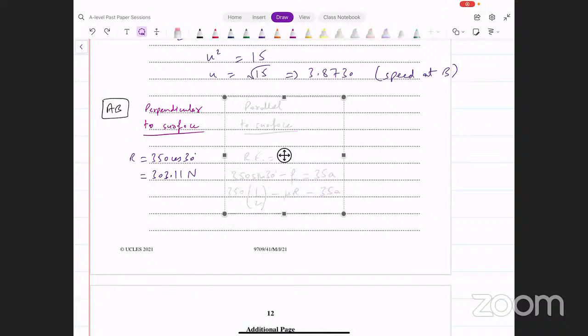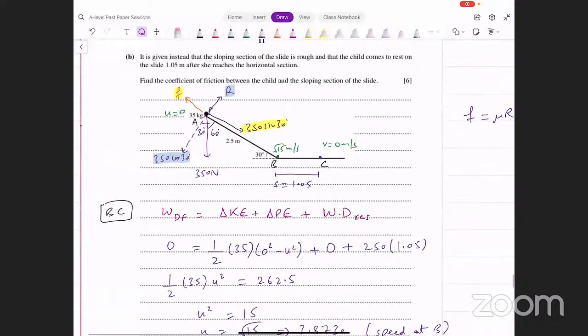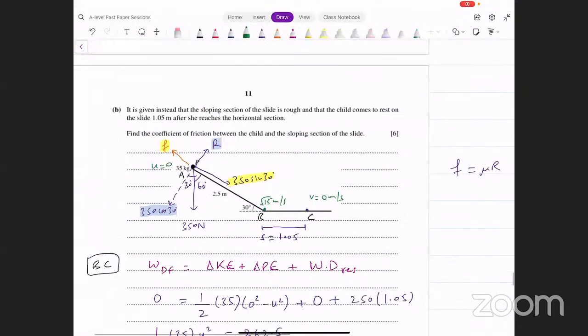Acceleration की क्या value है? How do you figure that out? Acceleration कैसे find करें? Now we've got some information for that as well. क्या information है? We know u equals 0. ठीक है? We know the final velocity at the point B, and we know the distance traveled.